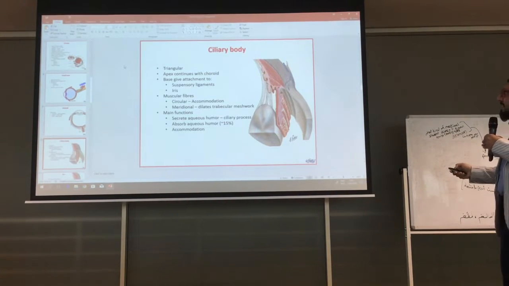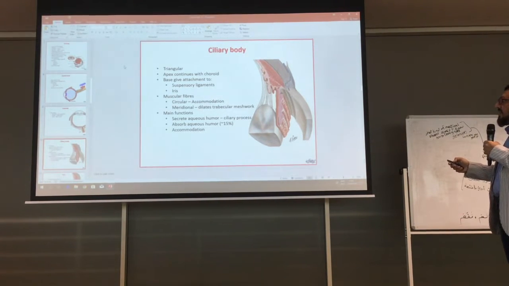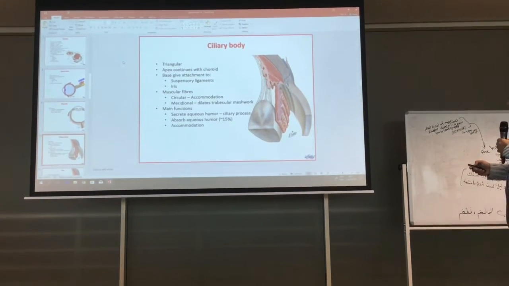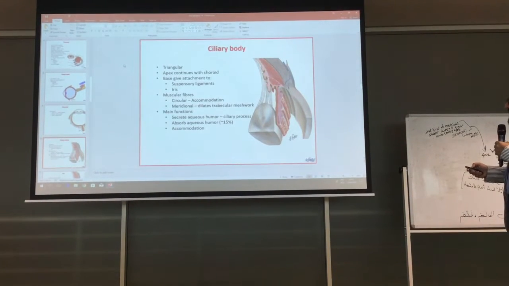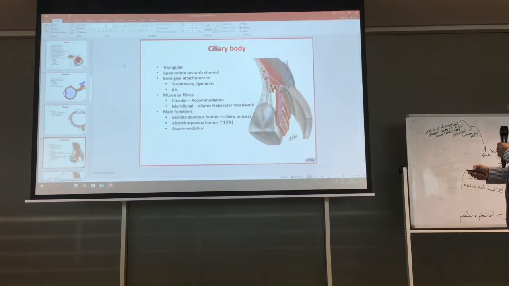Going ahead, the ciliary body. Now look at this. The triangular structure is the ciliary body. The apex is continuous with the choroid. At the base, posteriorly, you can see some processes going downward, which are lined by epithelial cells that produce the aqueous humor. At the same time, these are hanging the lens by means of the suspensory ligament. The anterior part of it is basically giving attachment to the iris.